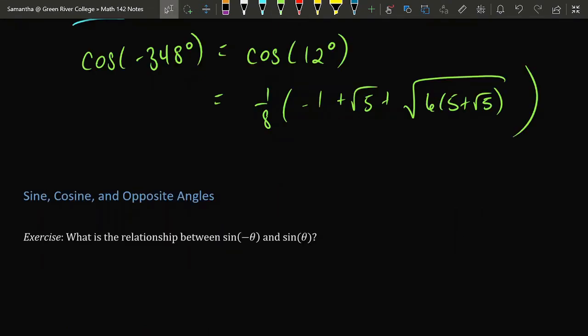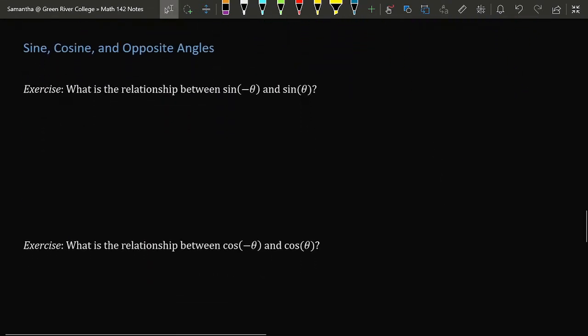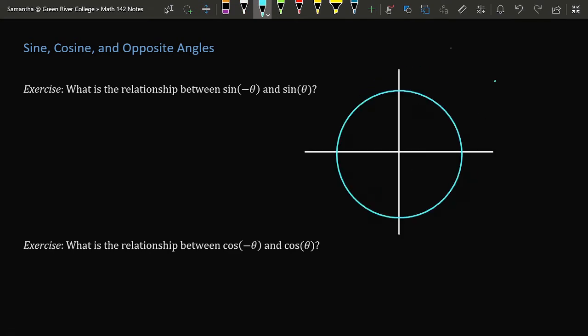Let's see if we can find a relationship between angles that are not coterminal, but which are opposites. What happens if you plug in negative theta to sine instead of positive theta? Now, whenever you're working with a problem with sine and cosine, and you're not sure where to get started, I always recommend to start by considering the unit circle. Let me sketch just a random angle theta. Let's say theta ends up pointing in this location.